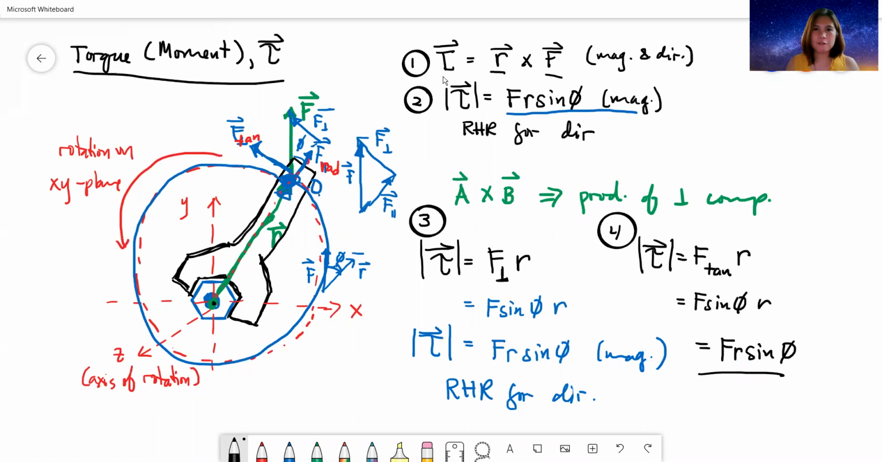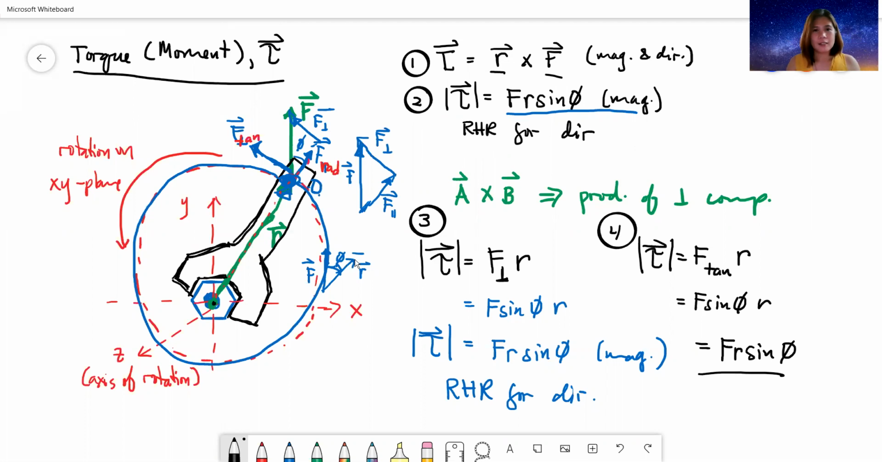So yes, we have 4 ways of looking at how to determine the torque. The first thing that you need to determine in order to choose which among the 4 perspectives is most applicable is how the position vector and the force are given, the information given. So method 1 is easiest if R and F are both in unit vectors. Method 2 is also easier if you know the magnitude and direction of F and R.